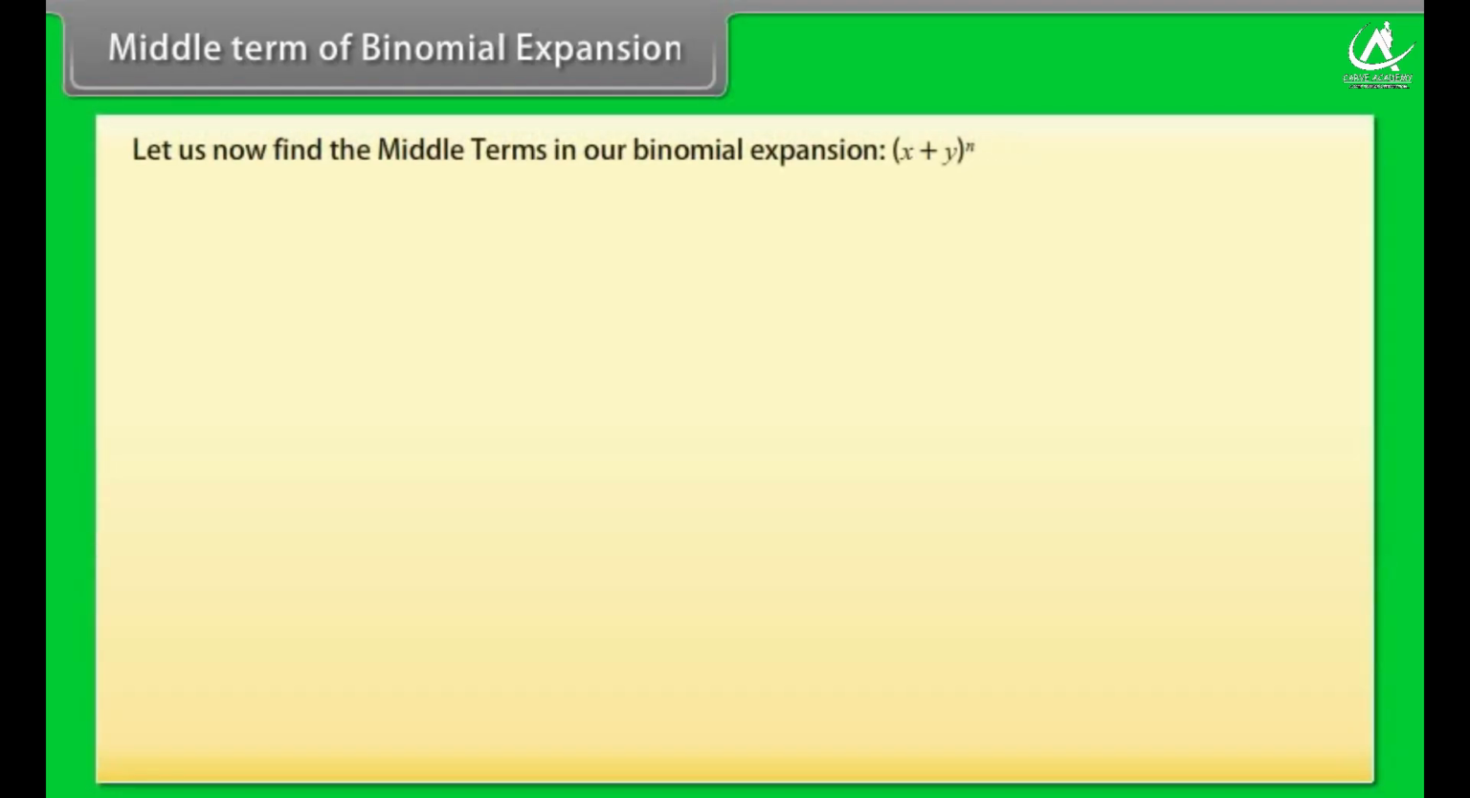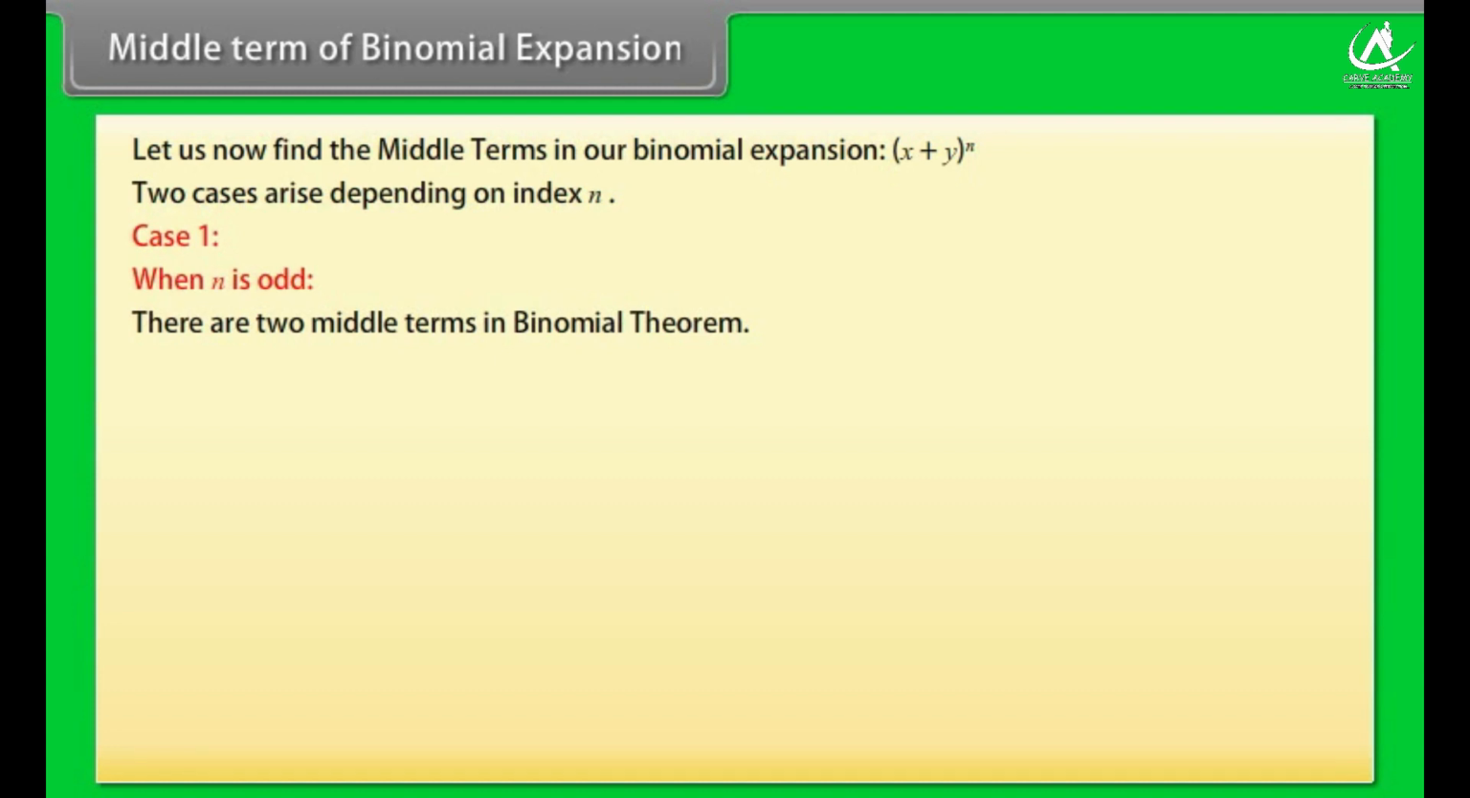Middle term of binomial expansion. Let us now find the middle terms in the binomial expansion (x + y) raised to power n. Two cases arise depending on index n. Case 1: when n is odd. There are two middle terms in the binomial theorem, the (n+1)/2 th term and the ((n+1)/2 + 1)th term. Case 2.